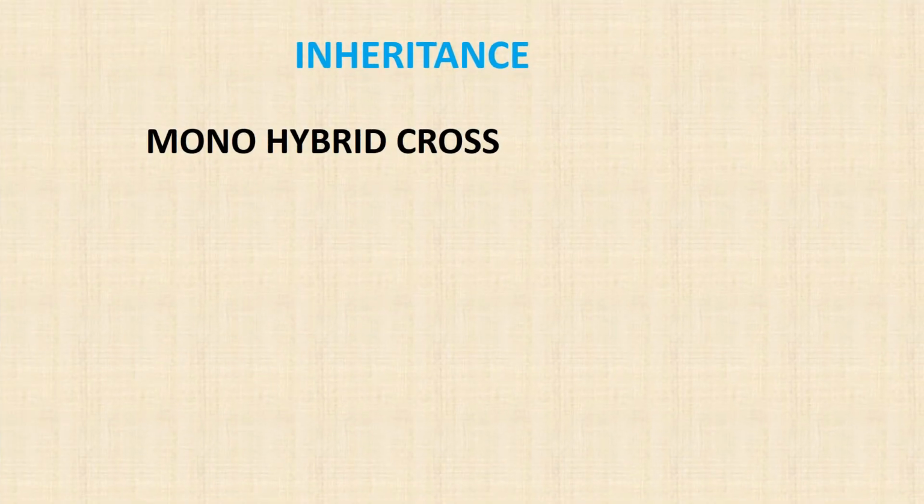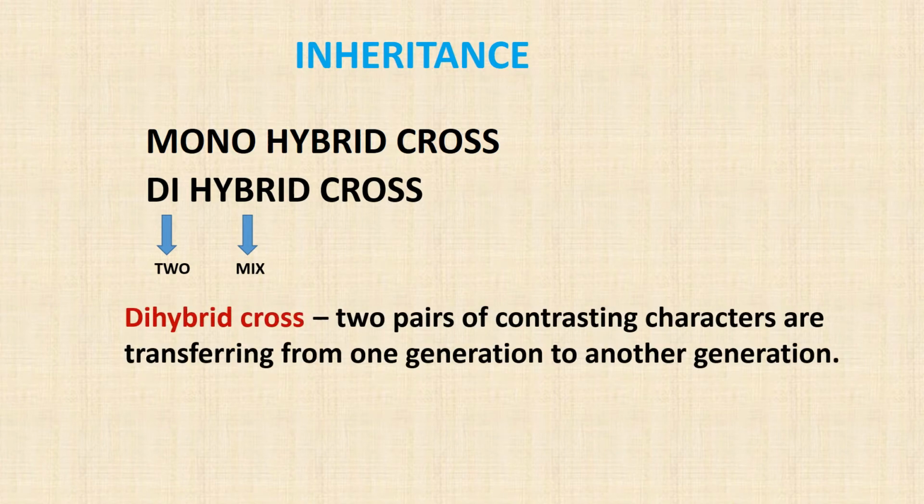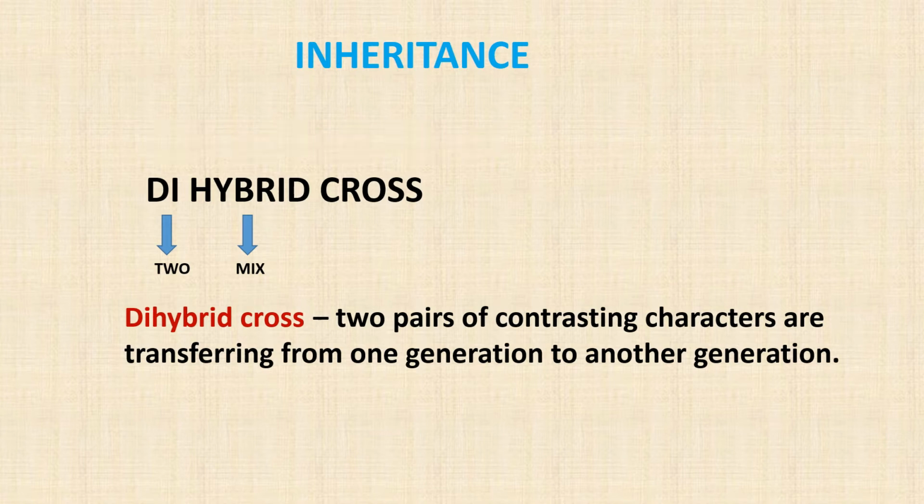In the last video we discussed monohybrid cross. Today in this video we are going to discuss dihybrid cross. Di means two, hybrid means mix. That means two contrasting characters are mixed together and passed from one generation to the next generation. To know about dihybrid cross, we are taking one classic example of Mendel's experiments.